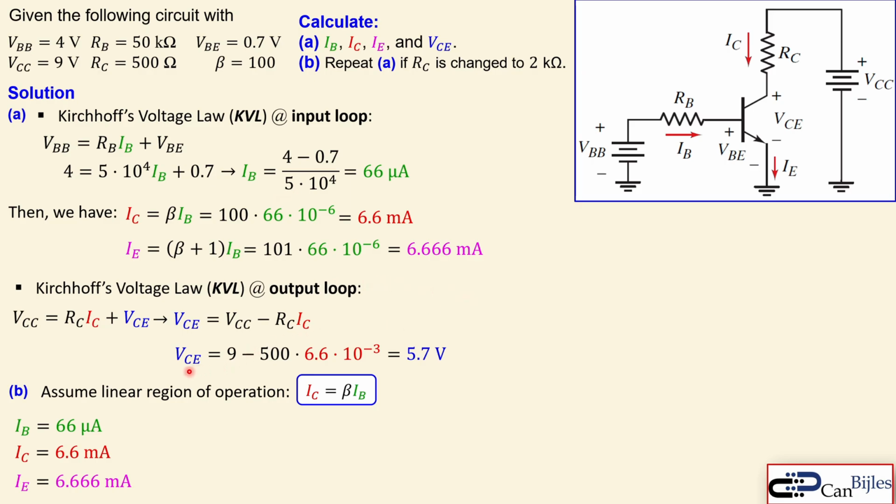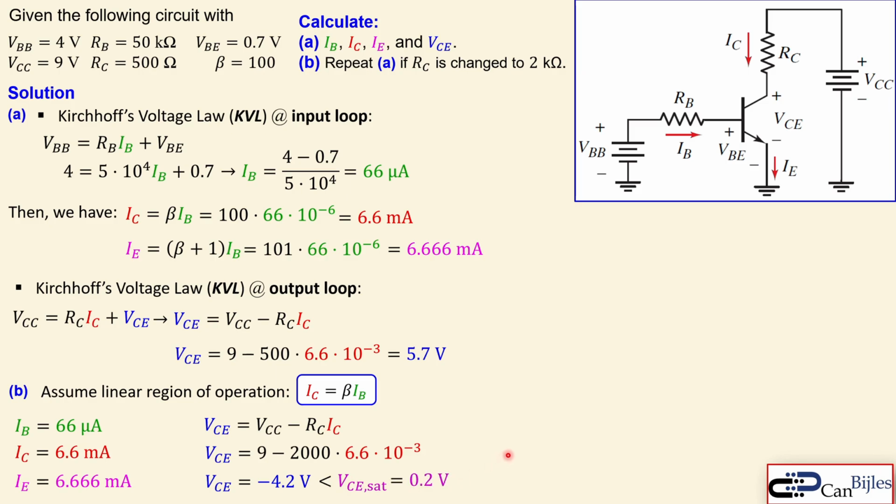Now we have a new value for VCE. That's again the same formula, but the RC is changed. So let's substitute. It's now 2000 instead of 500. Now you will get minus 4.2 volts, which is smaller than 0, or smaller than 0.2, I must say. And that is smaller than VCE SAT, the saturation value, which is 200 millivolts. That is just an approximate value. You need to check whether this is indeed working in the linear region or in the saturation region.